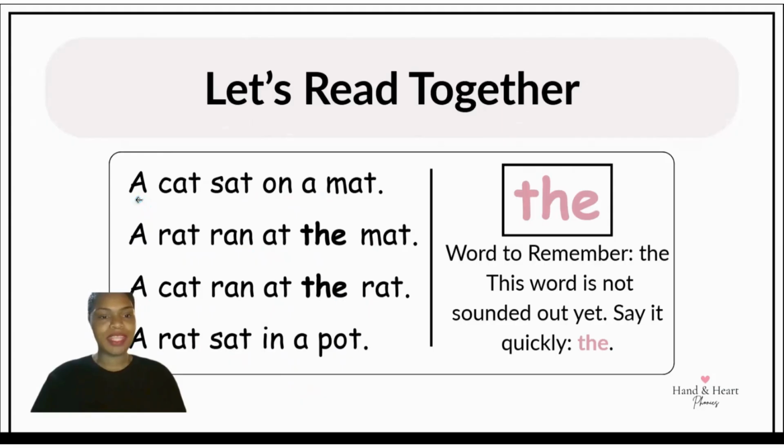Get ready. A cat sat on a mat. A rat ran at the mat. A cat ran at the rat. A rat sat in a pot. Pause here and go ahead and read this passage 3 times on your practice page.